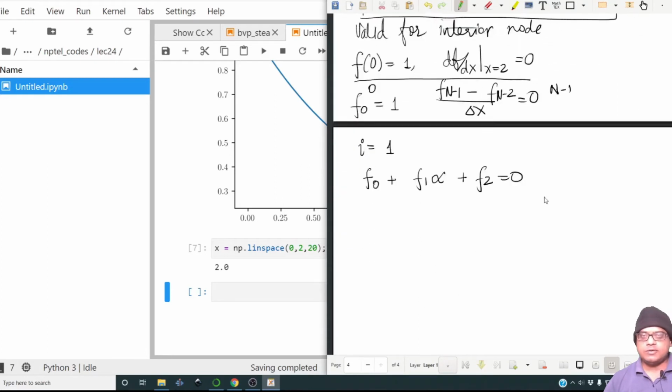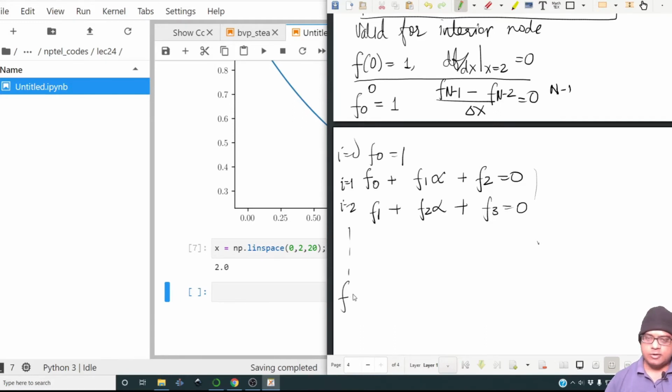Now what I can do is write it for i equal to 2, 3 and so on. So for i equal to 1, i equal to 2, I will have f1 plus f2 alpha plus f3 equal to 0 and so on. For i equal to 0, obviously I have f0 equal to 1, and for i equal to n minus 1, I have f(n-1) minus f(n-2) equal to 0, because delta x can go on the right hand side and it will obviously be 0.